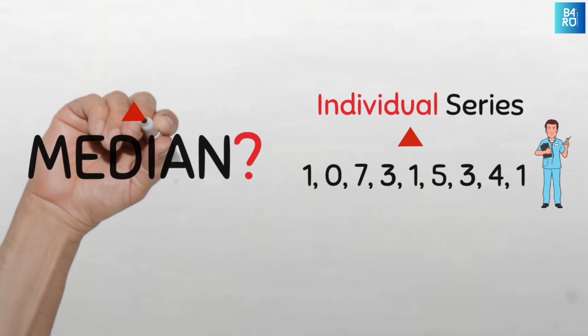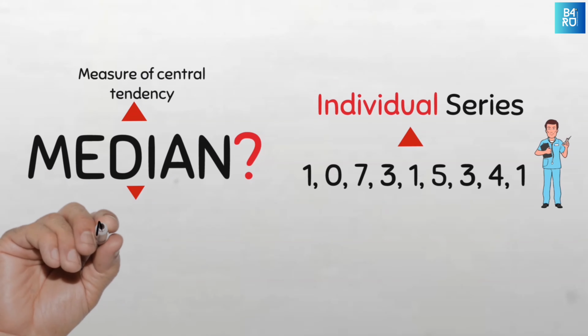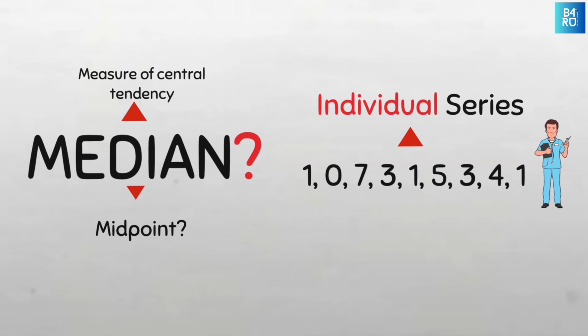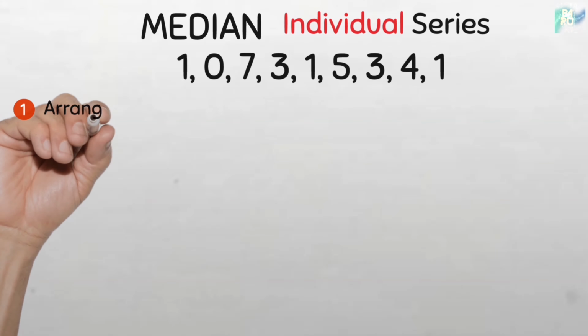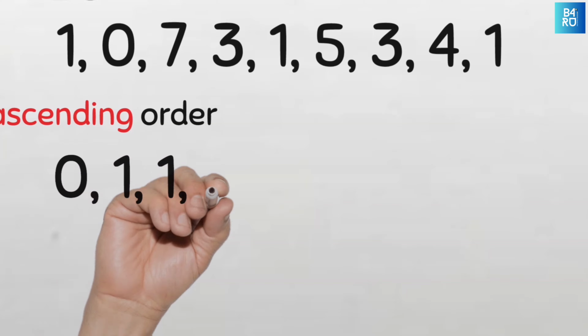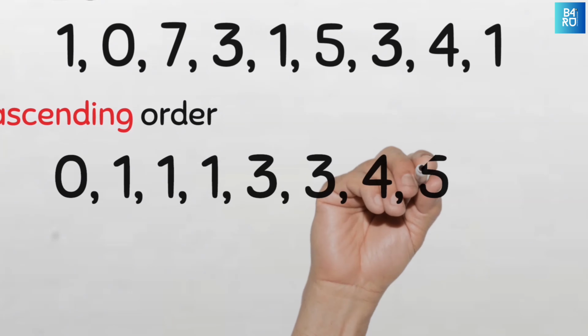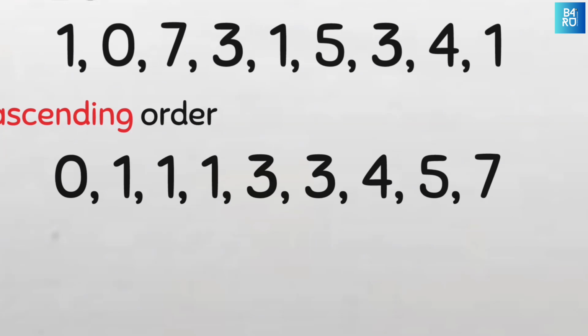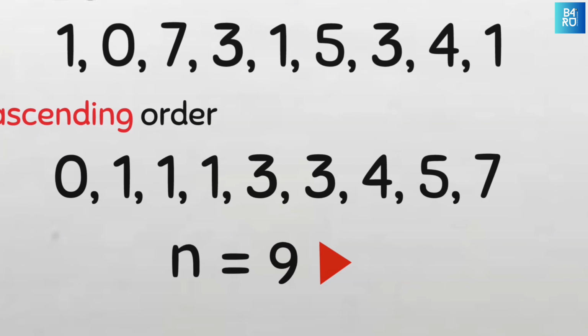Remember that we said the median is a measure of central tendency that indicates the middle point of a data set. So our task here is simply to find the middle point. To do this, we need to first arrange the data in ascending or descending order. I prefer the ascending order because it's just logical. So here we'll have 0, 1, 1, 1, 3, 3, 4, 5, and 7. That is 1, 2, 3, 4, 5, 6, 7, 8, and 9. So our number of data elements n is 9, and this is an odd number.